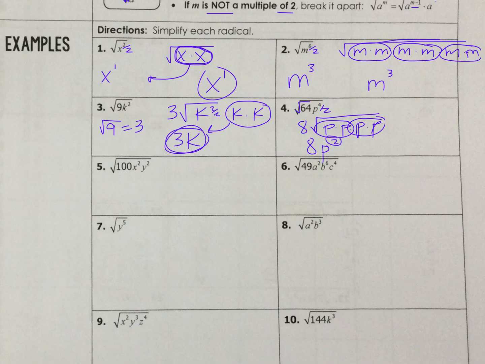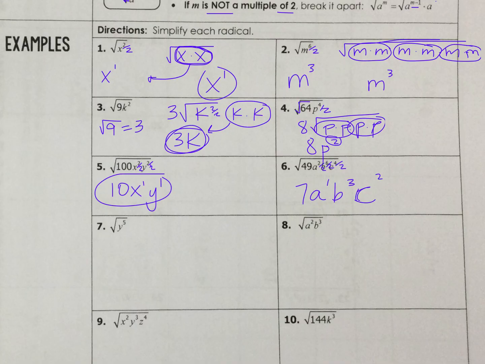100, square root of 100 is 10. 2 divided by 2 is 1, so y to the 1. That's what you got. 49, the square root of 49 is 7. A, 2 divided by 2 is 1. B, 6 divided by 2 is 3. C, 4 divided by 2 is 2.